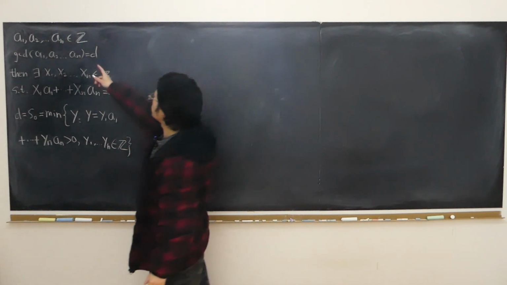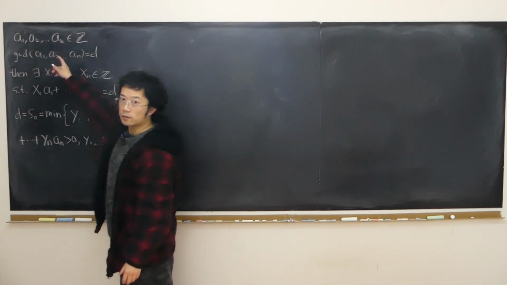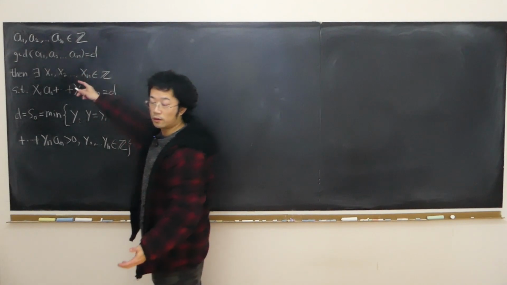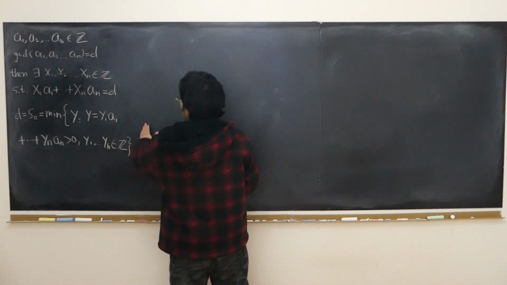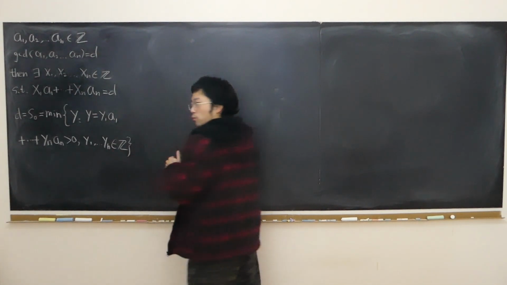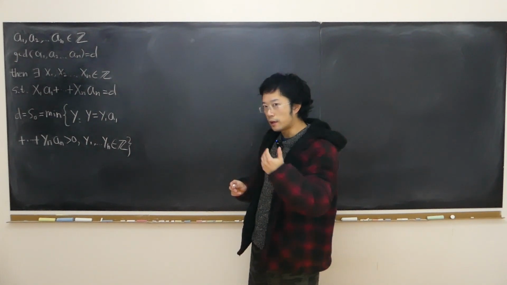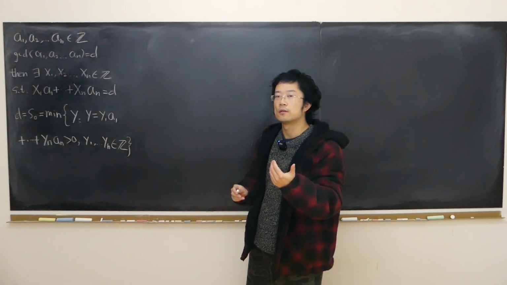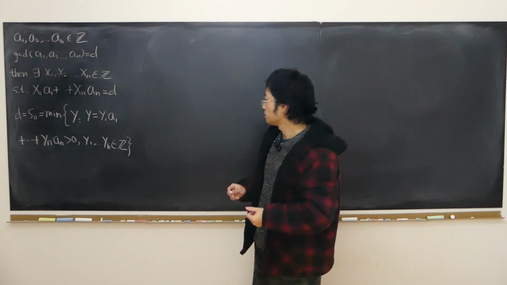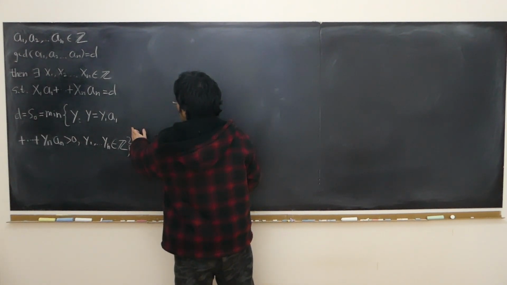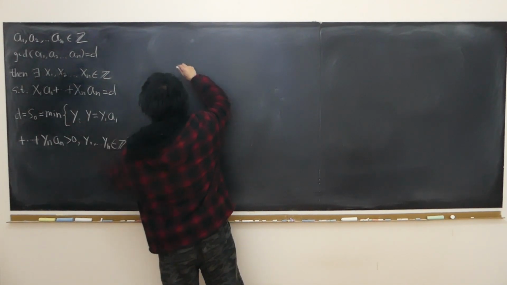Of course, we have to assume that at least one of the candidates is non-zero, because if they were all zero, then it's meaningless. And again, according to the well-ordering principle of natural numbers, if we're given a set of positive integers, natural numbers, there exists a minimum element. So therefore, I know that there exists a minimum, so let's call that S0.